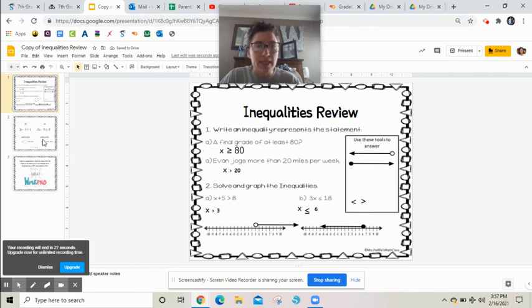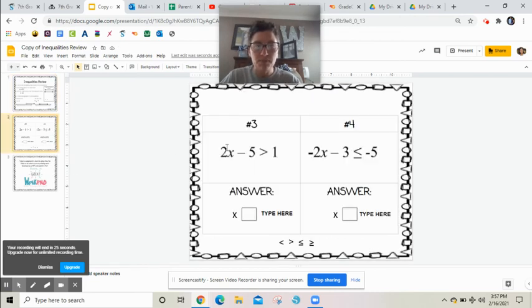And if you look at the next one, number 3, you're going to need to solve these right here. In this case, you're going to add 5 to both sides. So it would be 2x is greater than 6. Divide both sides, and it's going to be x is greater than 3.